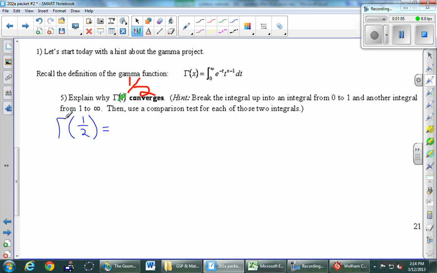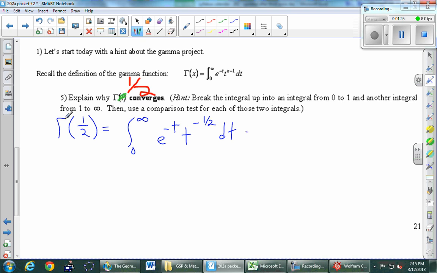So all the x's become halves. So this just is the integral from 0 to infinity, e to the minus t, and then that x right there becomes 1/2. So when you plug a 1/2 in for that x and subtract 1, it becomes t to the minus 1/2 dt.